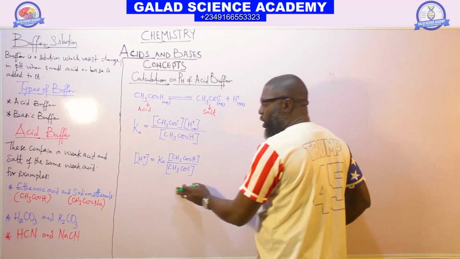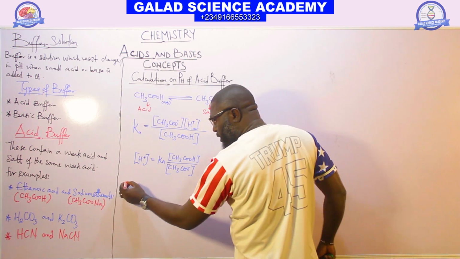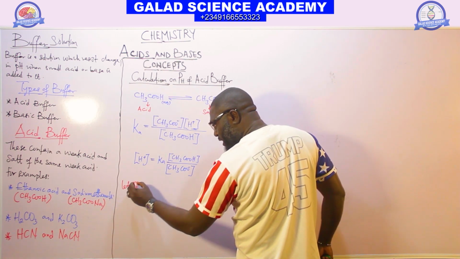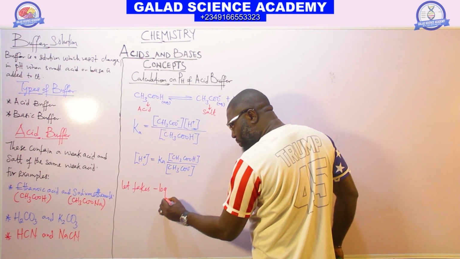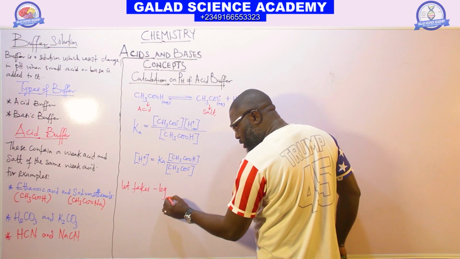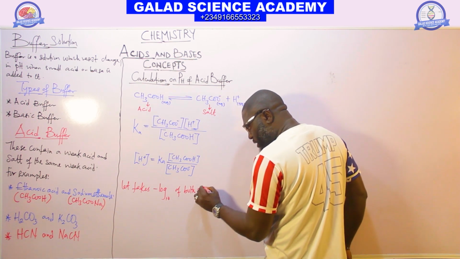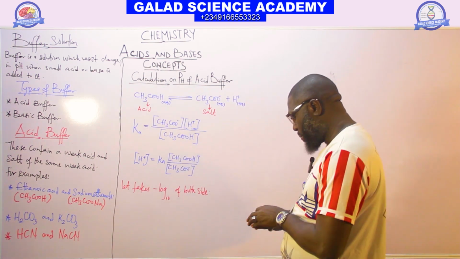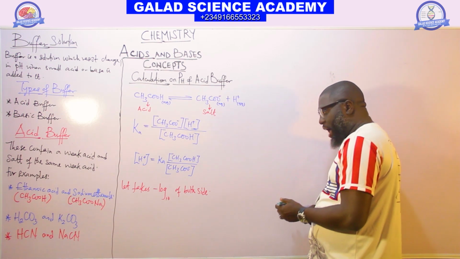At this level, the next thing that we do is take the logarithm of both sides. Let's take the negative logarithm of both sides. Let us introduce negative logarithm to this. By introducing negative logarithm, we are going to arrive at what?